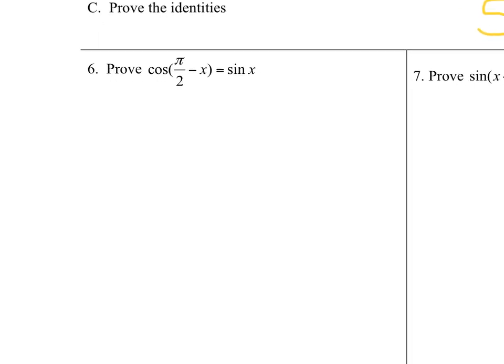I gave this identity to you. This is one of our cofunction identities. I gave this to you on the first day, and I told you it was true. Now we're going to prove it today. Okay? This is the cosine of u minus v. It's the cosine of a subtraction of two angles. So let's go ahead and write the whole thing out, cosine of u minus v. Cosine, cosine, sine, sine. Okay? So cosine pi over 2, cosine x, cosine, cosine, sine, sine. Change the sign.